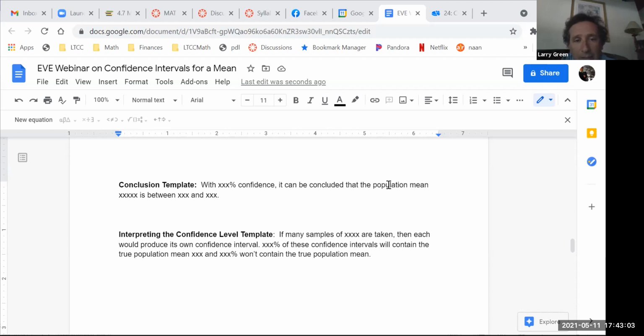It can be concluded that the population mean, okay, and then XXX. That's not a number. That's kind of the context of the question. In our case, it was age of first kiss for stats-related people. Okay, so that's what the XXX is. It gives context into what's going on. Is between XXX and XXX, the lower bound and the upper bound. And that's kind of a template. I mean, there's lots of ways of writing it, but some people like to have a template. Any questions on the conclusion template?